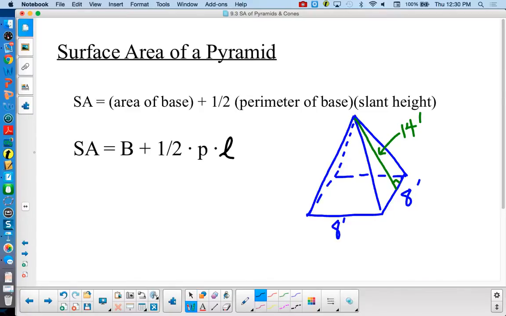Make sure we're doing it right. I guess let's list over here, what's the base area? Base is a square. How do you multiply to get its area? 8 times 8, so 64 for the base area. What's the perimeter going to be?